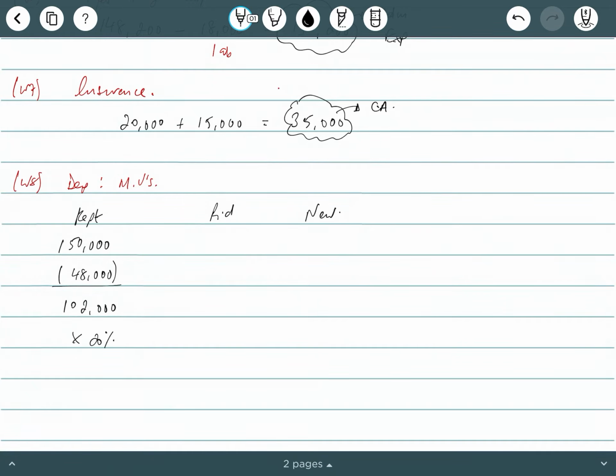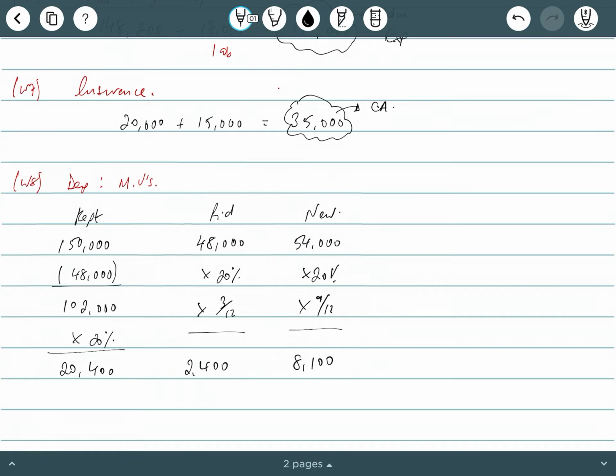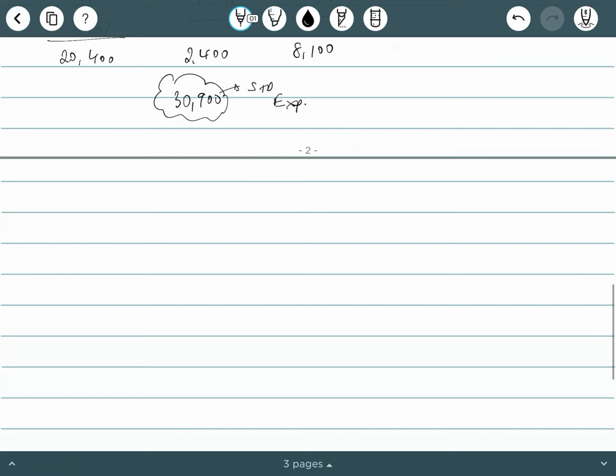And the depreciation rate is 20%, that gives us 20,400. Then 48,000 multiplied by 20% multiplied by 3/12 gives us 2,400. The new vehicle, which is 54,000, by the 20%, we had it for the rest of the year, which is 9 months. That gives us 8,100. Add those 3 together and you get 30,900. There is your selling and distribution expense for your depreciation on motor vehicles. Next part of this working then, working 9, was did we make a profit or loss on disposal?